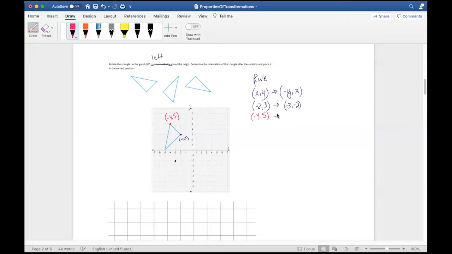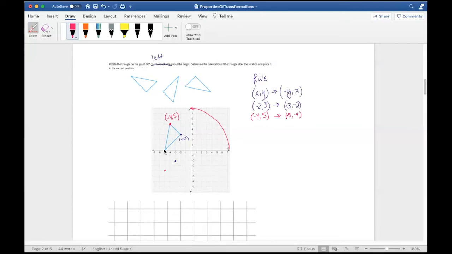So again, to do this 90-degree counterclockwise rotation, the X and the Y switch, and then the Y changes to the opposite sign. So now it's -5, -4. So that point, after it's rotated 90 degrees, it's kind of like turning it. You can almost think your X and your Y rotate around. So it's rotating around 90 degrees.